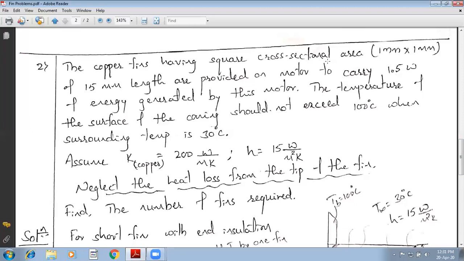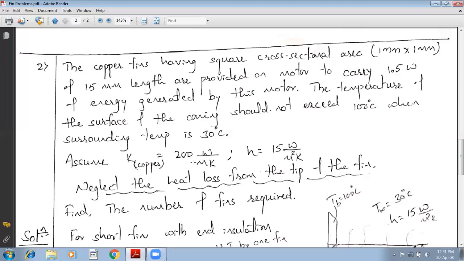Now we have prescribed each fin is having a square cross section of 1 mm by 1 mm, and it is having a length of 15 mm. He has given the casing temperature should not exceed 100 degrees Celsius, which is nothing but the base temperature. And the surrounding temperature is 30 degrees Celsius, which is T infinity.